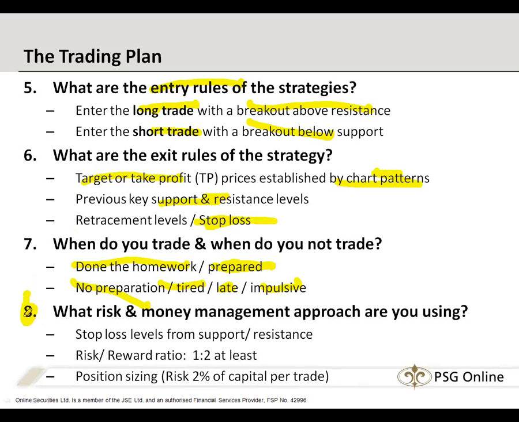What risk and money management price are you using? My stop loss levels come from my charts. When we talk about risk management, money management, we're talking about risk reward ratio. You should never risk more than 1 rand to make 2 rand. That's the minimum scenario, and you'll see some examples just now. This is what we call position sizing. You should never risk more than 2% of your capital per trade.